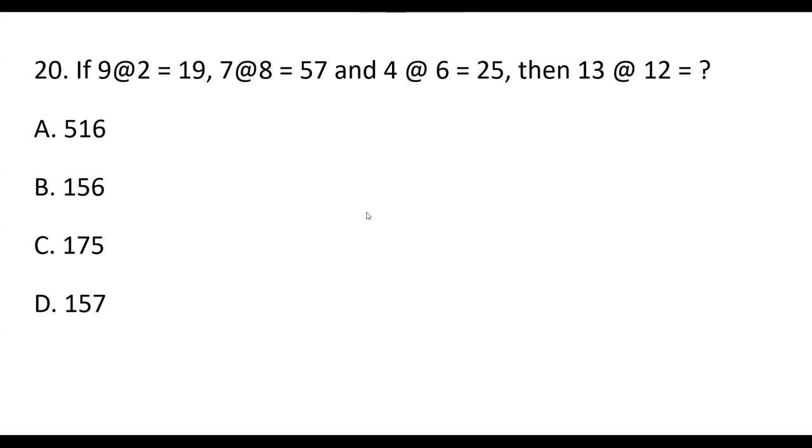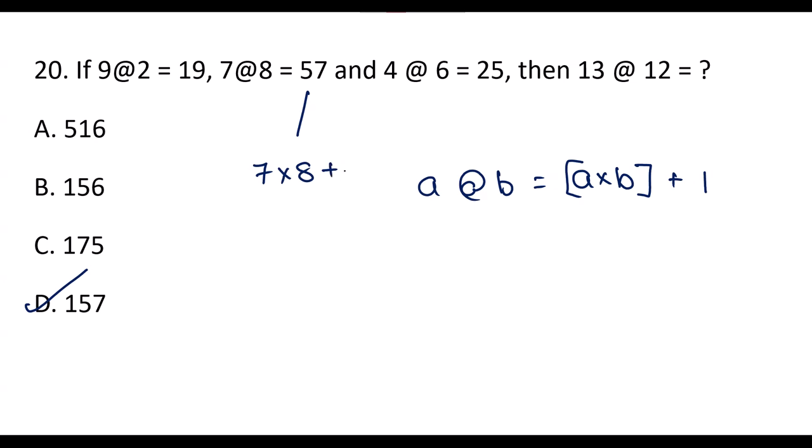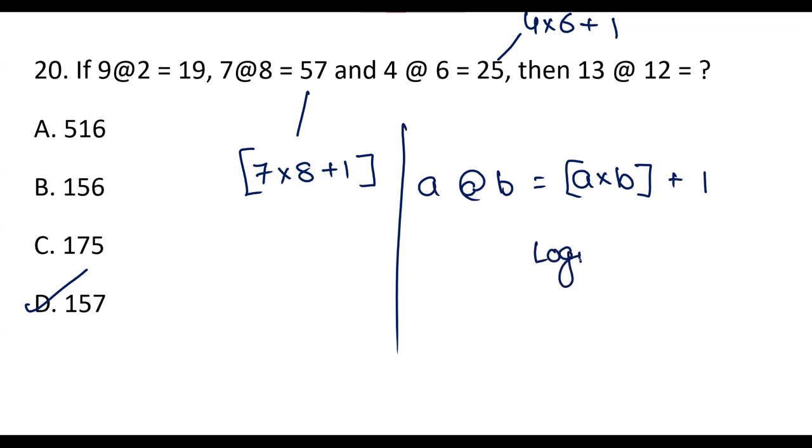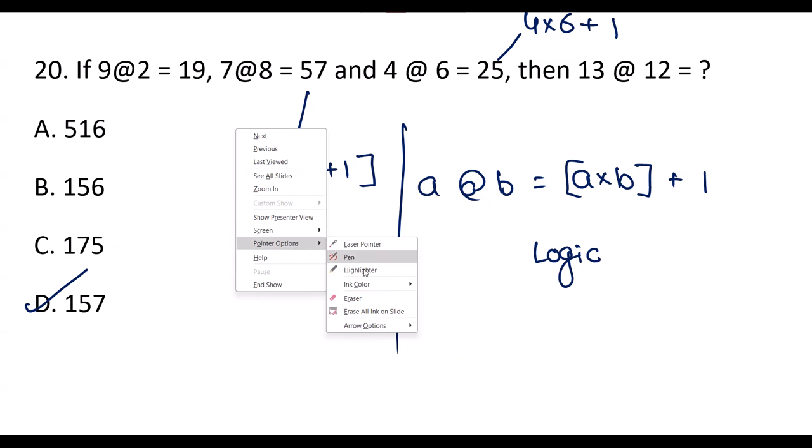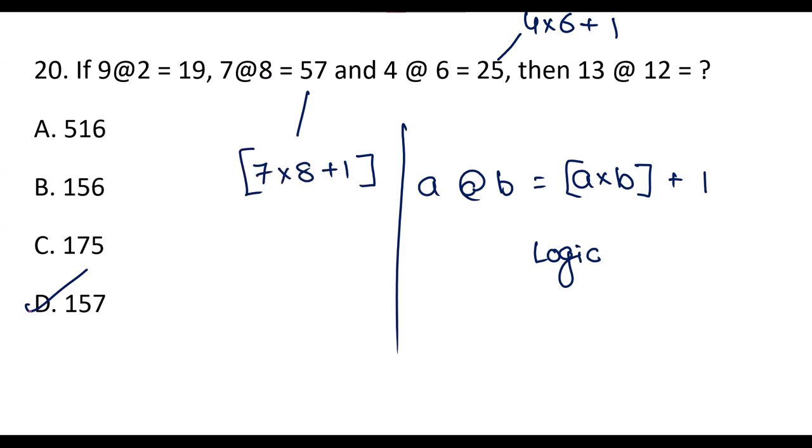Your answer 157. Good question. A at the rate B. Your logic is A into B plus 1. Do multiplication, then plus 1. Everything you try, this is 7 multiplied by 8 plus 1. And here this is 4 multiplied by 6 plus 1. A multiplied by B, then plus 1 is the logic. So 13 multiplied by 12, 156. 156 plus 1 is 157. Option D is correct.